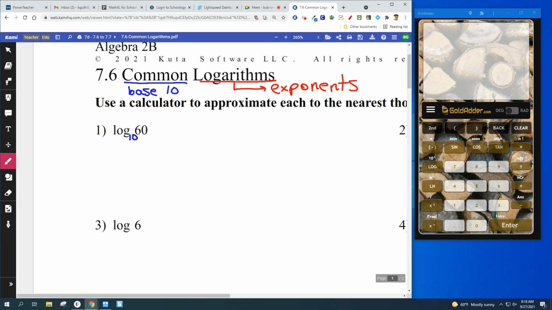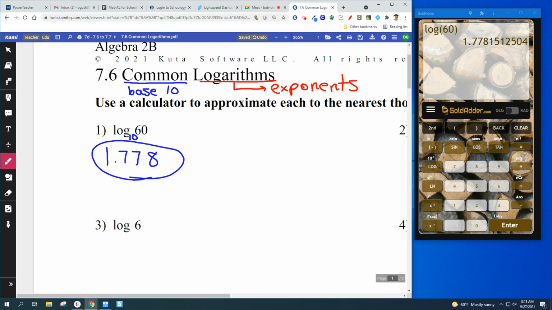How your calculator works for base 10 is easy, because there's a button for base 10. It's just the button that says log. So find the button that says log, and you're going to type in log 60. Log 60, and you should get 1.778. This question says round to the nearest thousandth, so 3 decimals, 1.778. That's it. That's the answer.